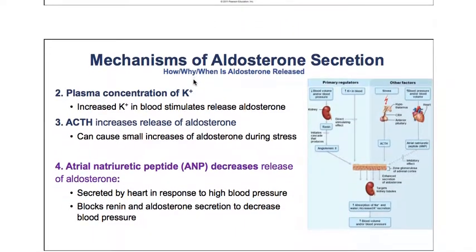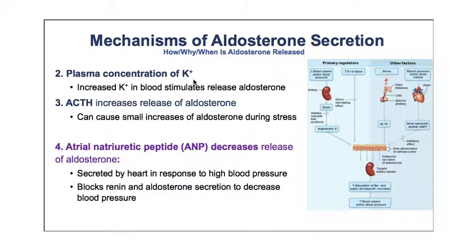Second reason is if our potassium levels get too high, since one of the things that aldosterone does is tells the kidneys to get rid of potassium. If we have too much potassium, then this is going to tell our adrenal cortex to release the aldosterone so that we can get rid of that excess potassium. And the last one is adrenocorticotropic hormone from the hypothalamus. So that will cause release of all of the corticosteroids.